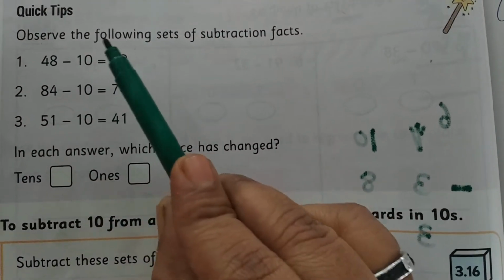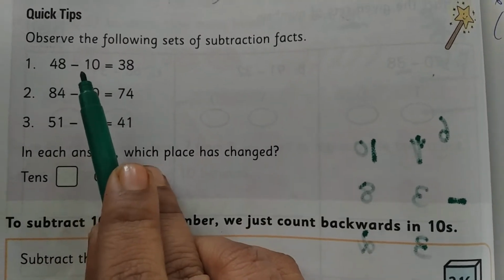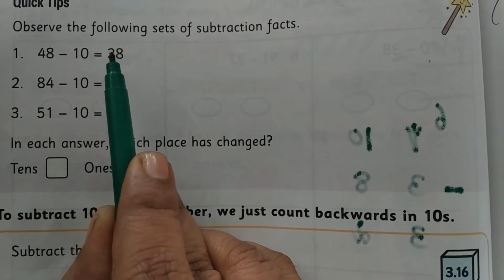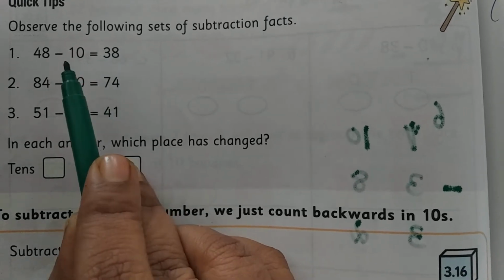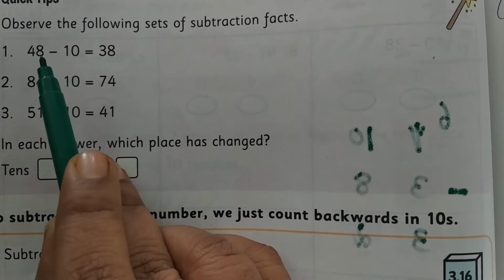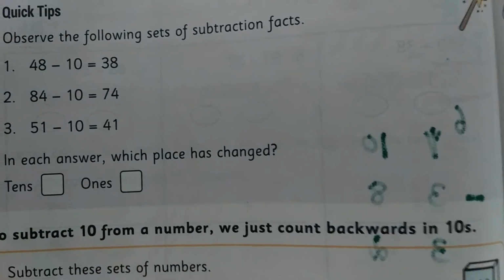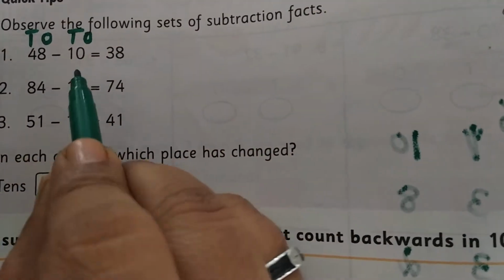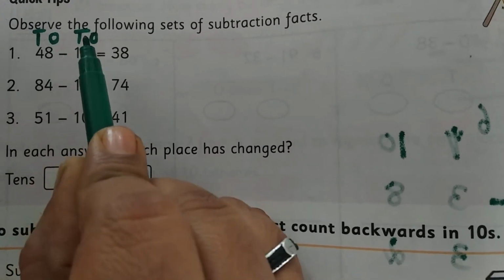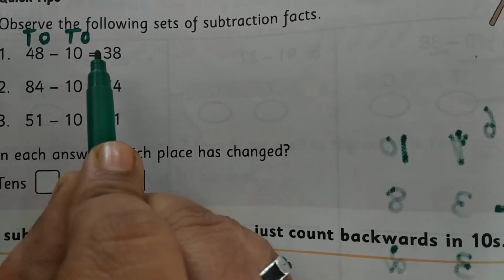Observe the following sets of subtraction facts. The first sum, 48 minus 10. We are going to subtract 10 from 48. In which place is the number changed? See here, 3. The answer is 38. Just mention the ones place and tens place here. In the ones place, the number will remain the same, and in the tens place alone, the number will change.